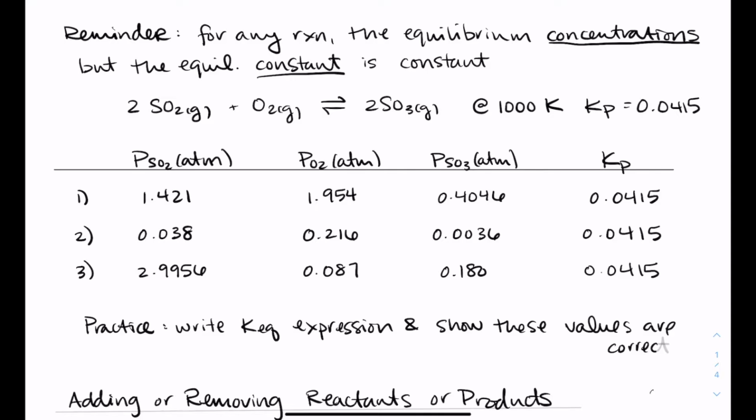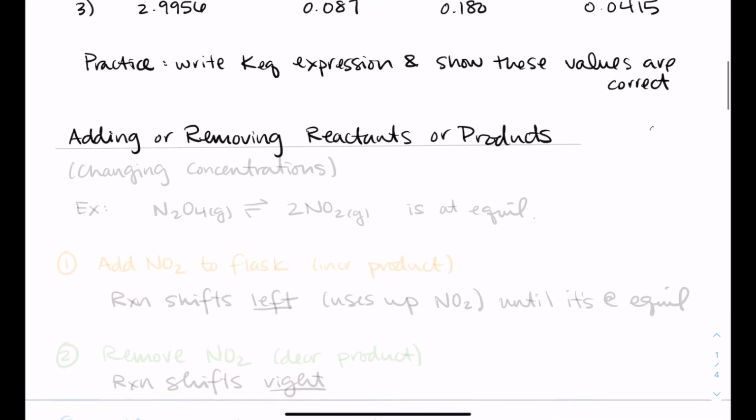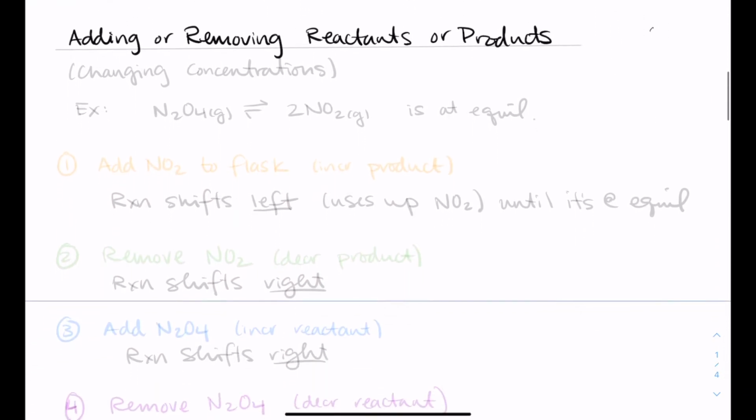So let's talk about the different disturbances. You could add or remove a reactant or a product. So this is essentially changing the concentration or changing the pressure. I'm going to do N2O4 in equilibrium with 2NO2 as my reaction that I'm looking at. You'll notice it's just the reverse version of the reaction that we looked at in an earlier video, but now N2O4 is on the left, so it's my reactant.